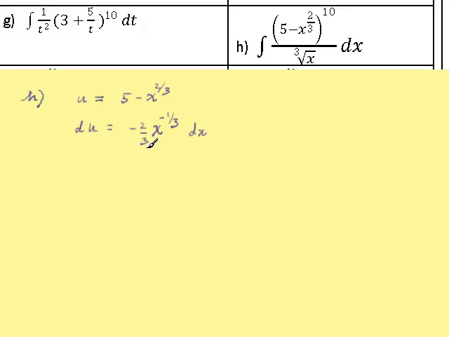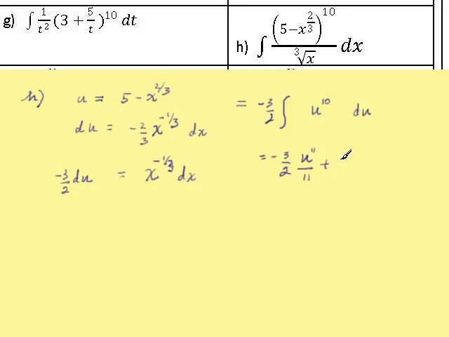Let's multiply both sides by minus 3/2 just to get rid of this. So we have x to the minus 1/3 dx is equal to minus 3/2 du. All right, so now we're ready to substitute. So 1 over, oops, sorry, this should be a 3 over here. 1 over x to the 1/3 dx, that's what we have here. We're replacing with minus 3/2 du. And here we have u to the 10th. All right, so power rule and substitute back.